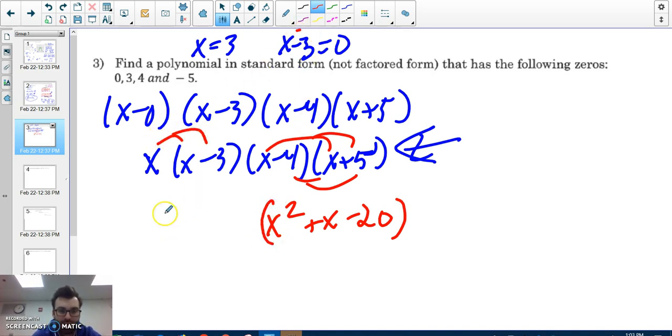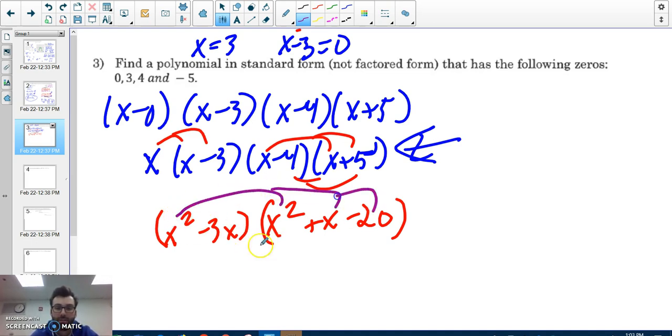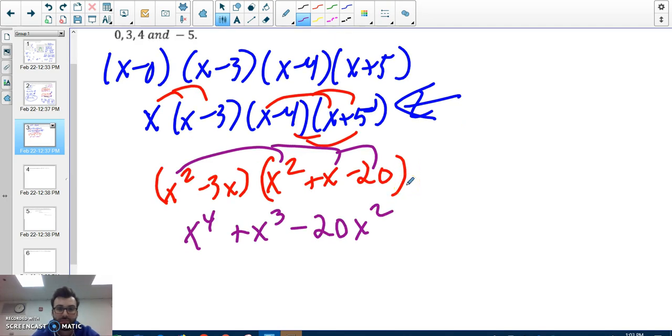Distribute the x. x squared minus 3x. And yeah, I have a binomial times a trinomial. I need to multiply, distribute everything in my binomial to everything in my trinomial. So x squared to everything. So I have x to the fourth plus x to the third minus 20x squared.